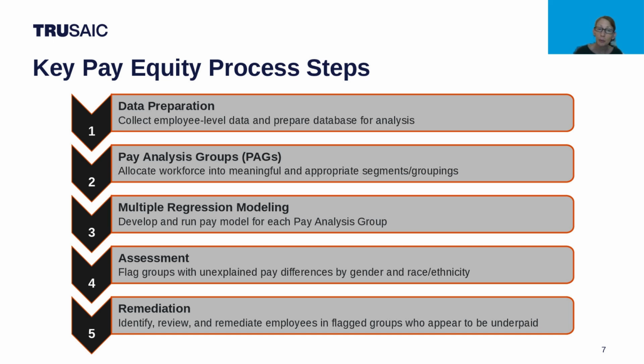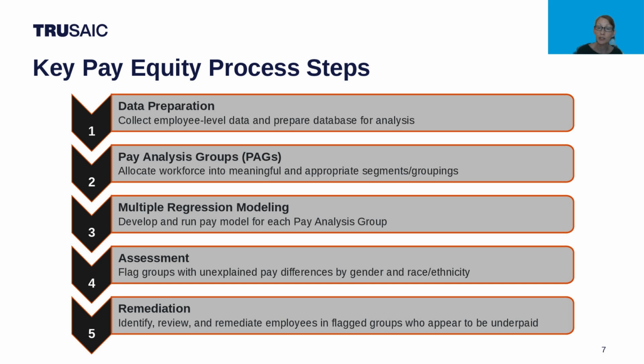So once you've determined your pay analysis groups, the third step is really the sort of multiple regression analysis that you're going to be running. So you're going to be running a pay model for each of your pay analysis groups. And these models will include those legitimate factors that I mentioned earlier, the ones that you would expect to influence pay outcomes. So your models will include these legitimate factors as well as the demographic characteristics you're interested in examining.